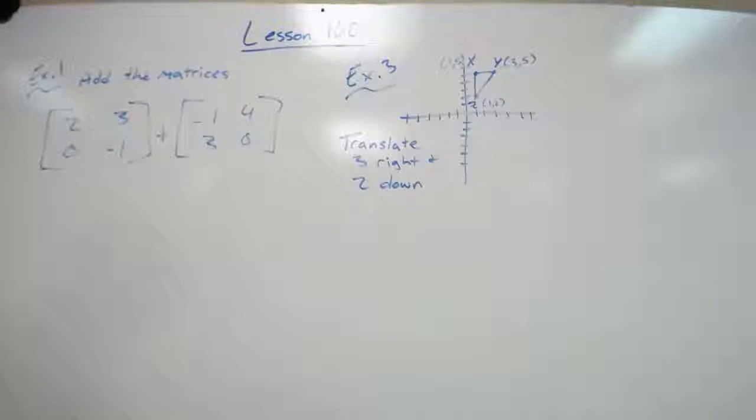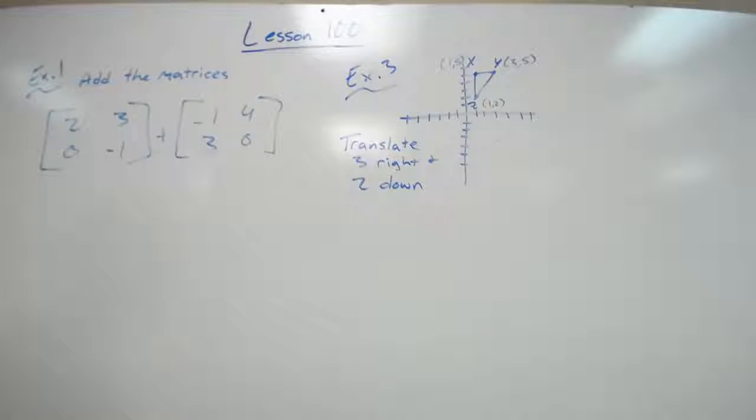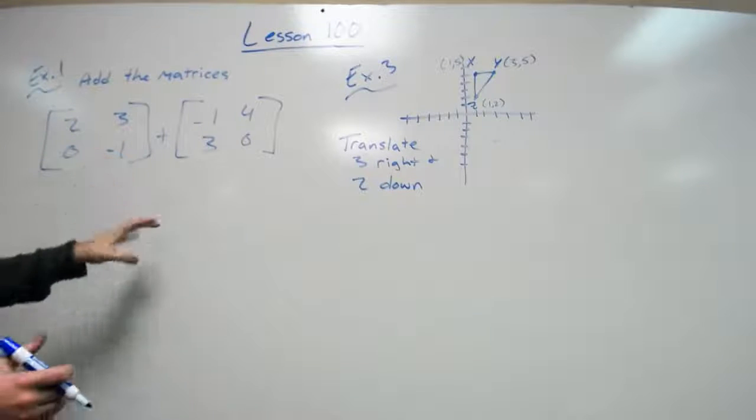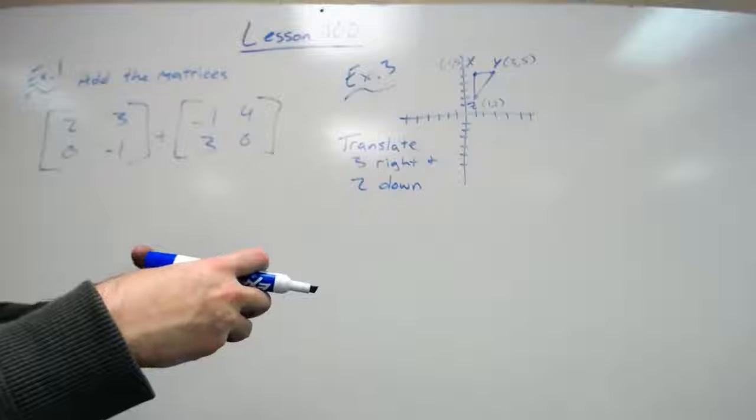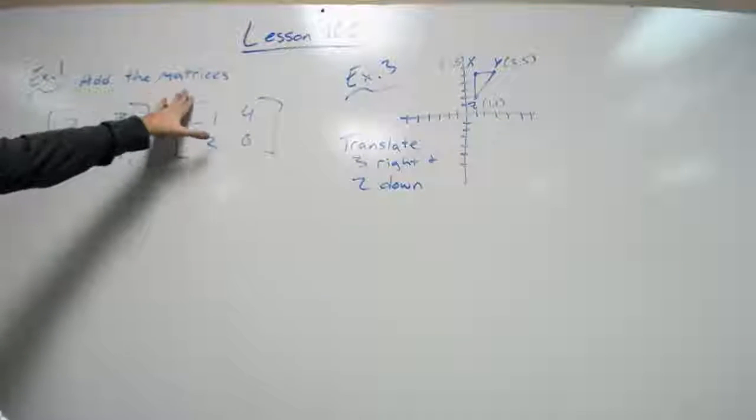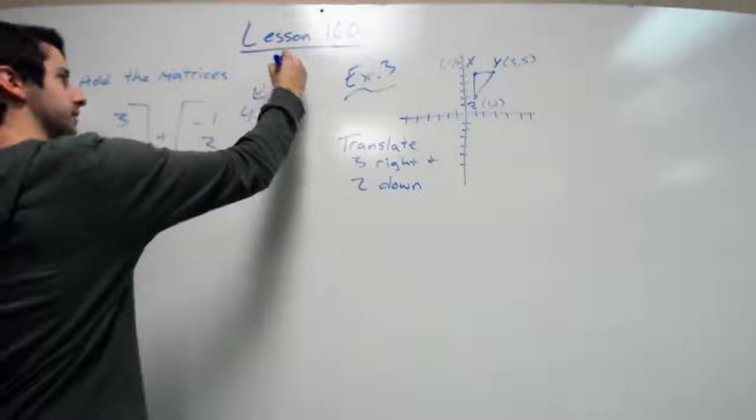Lesson 100, we're going to look at matrices, and it looks difficult, but really it's just another way of writing coordinates. It's really quite simple. A matrix is just kind of a bracket form of numbers, and I'll show you how it goes together throughout the lesson. But first, let's talk about how to add the matrices. Matrices is just the plural of a matrix. All right, that's a matrix.